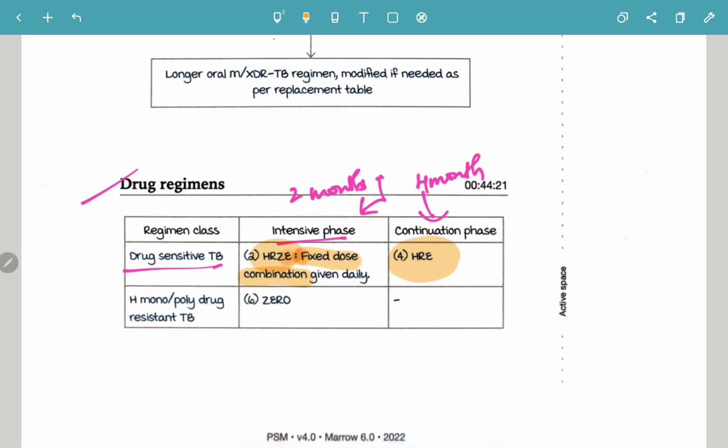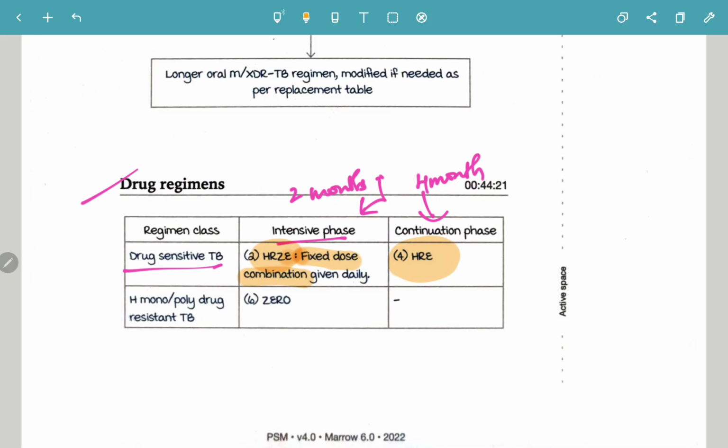And in the continuation phase you just give only HRE. That is, you do not give pyrazinamide. Pyrazinamide you won't give. HRZE is intensive phase and HRE is continuation phase. You give only isoniazid, rifampicin and ethambutol during the continuation phase.